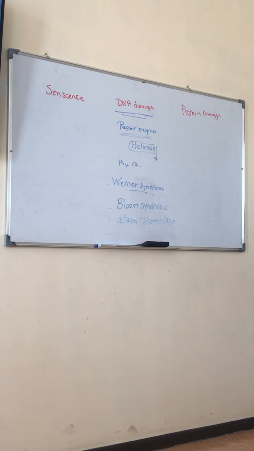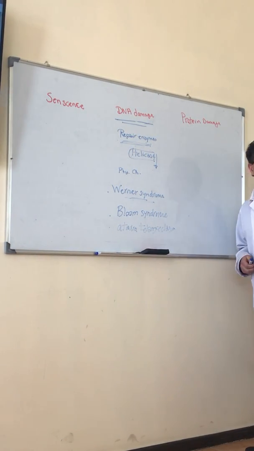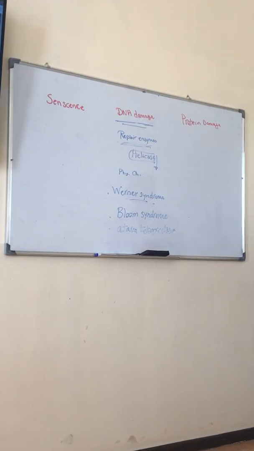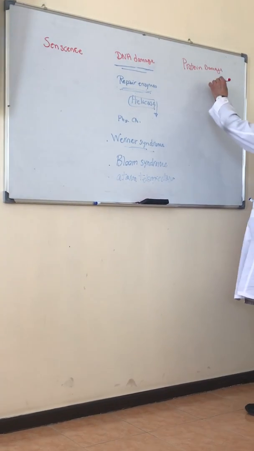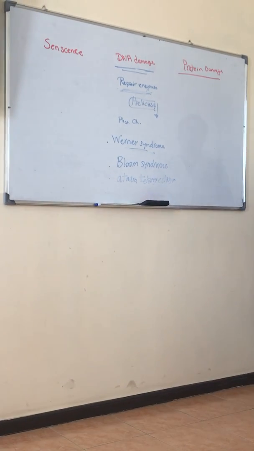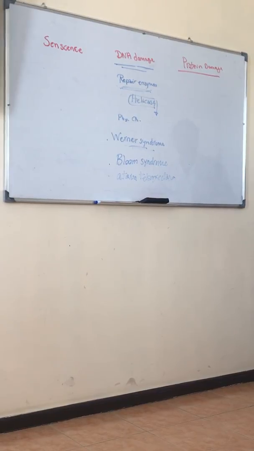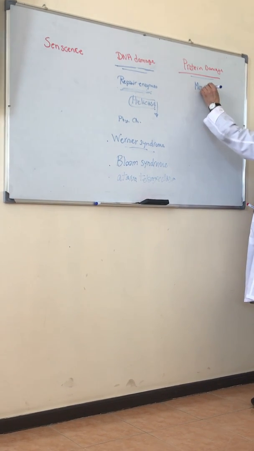So one important thing in cellular aging is the accumulation of damaged DNA in the cell, and then it reaches a time when this accumulation doesn't let the cell proliferate and the cell dies. Another cause is protein damage. As you remember in cell injury and apoptosis, protein damage causes misfolded proteins.